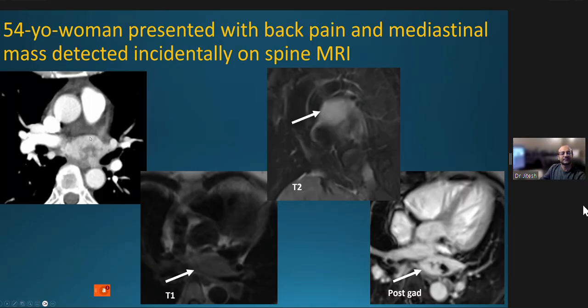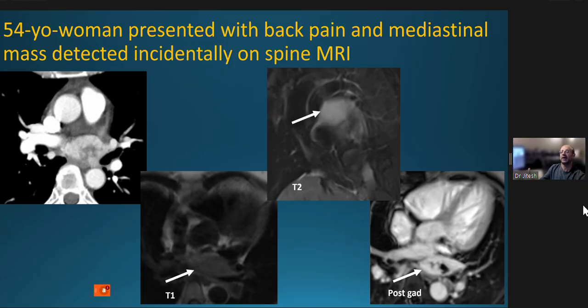So we can see this CT was done later. We can see this hypervascular mass, with some areas of necrosis within the mass. And when we look at this MRI, which was done specifically to characterize this mass, we can see the mass is isointense on T1, hyperintense on T2, and avidly enhancing with some areas of necrosis in the center. So this is located in the visceral space.